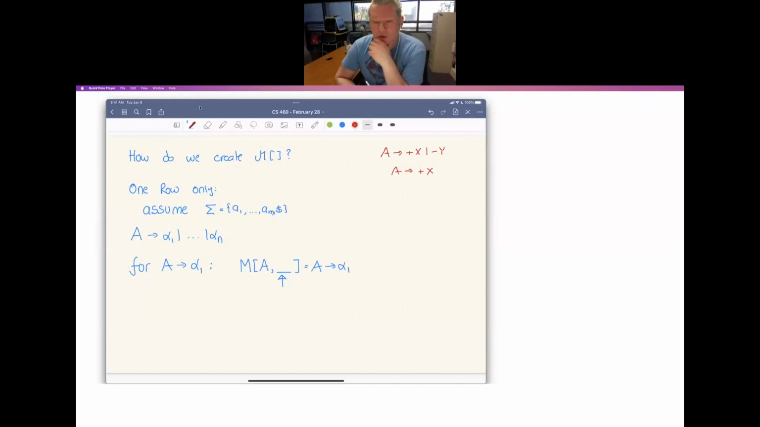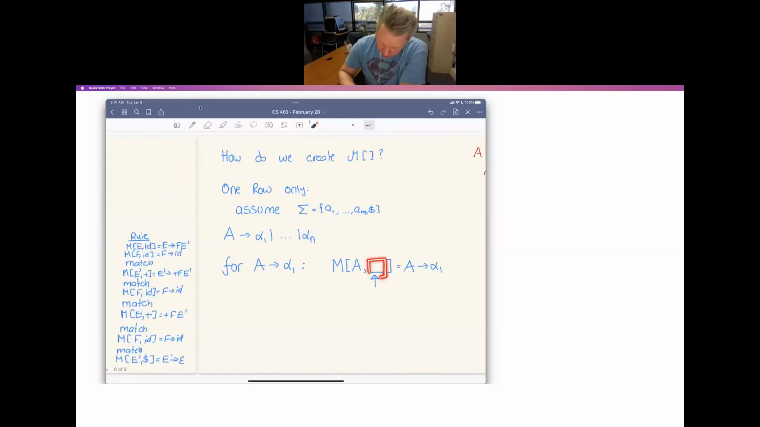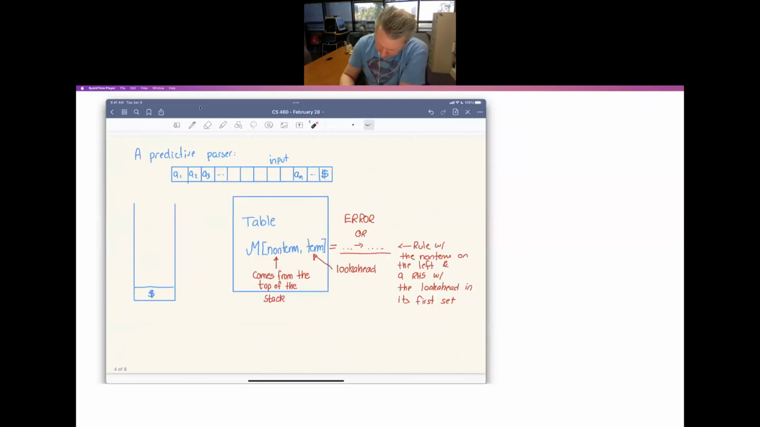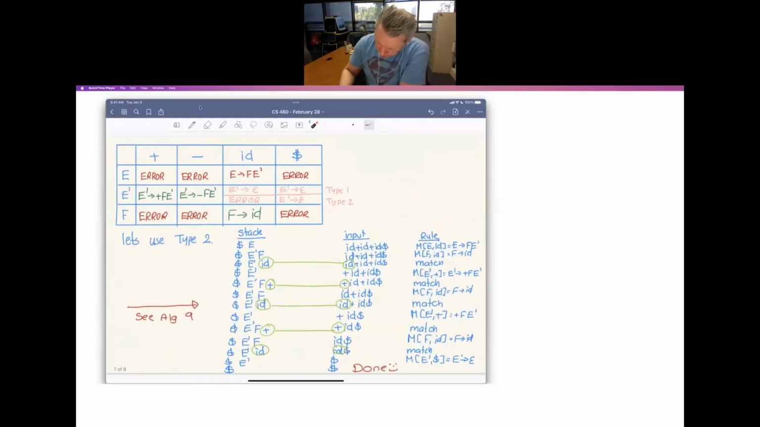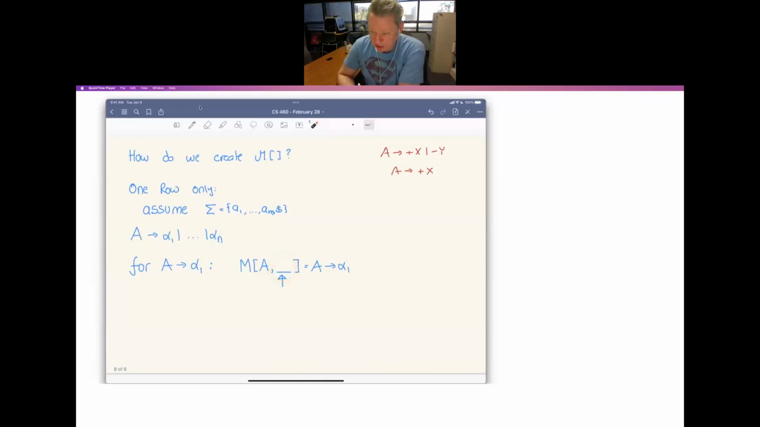Should I pick A goes to plus X if the next thing on the input is a minus? When first of something has alpha 1, other way around. First of alpha 1 has something. First of something is always something because that something is a terminal, right? Remember, this is a terminal. That table is indexed by non-terminal, terminal. So this is the second entry, so that's the terminal, right? So the other way around. So in this case, you should probably only pick this if the next thing on the input is a plus.